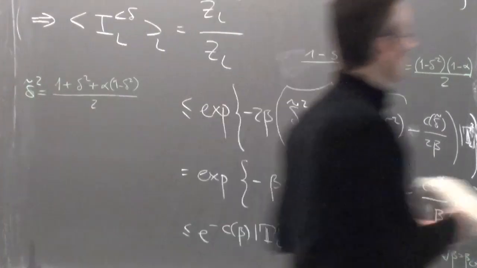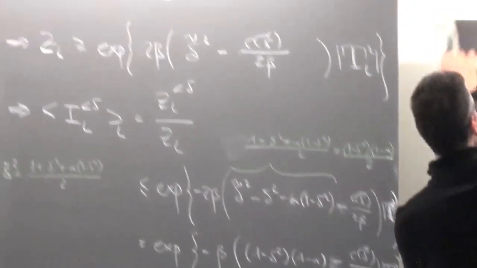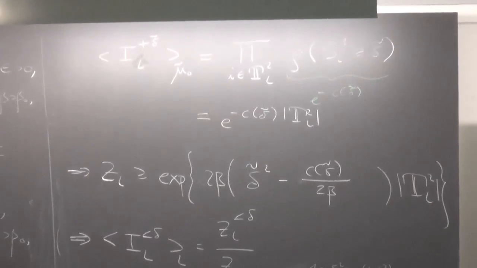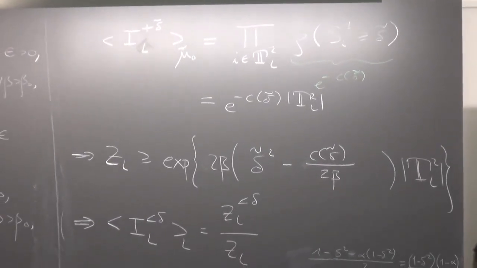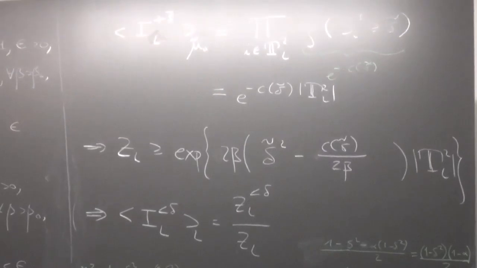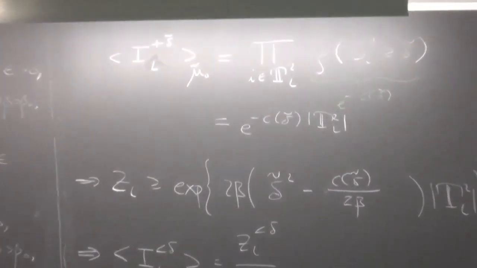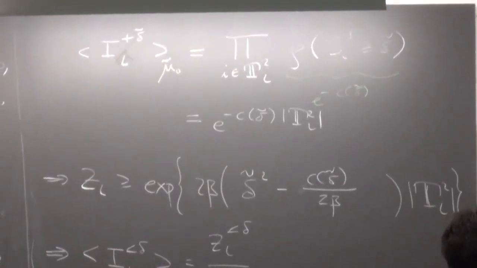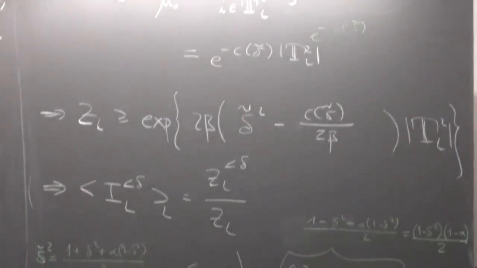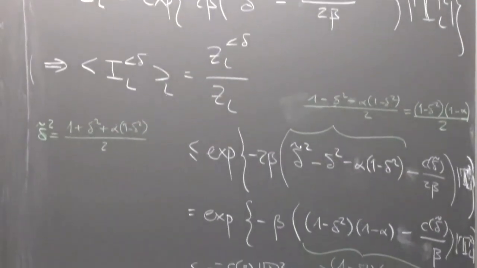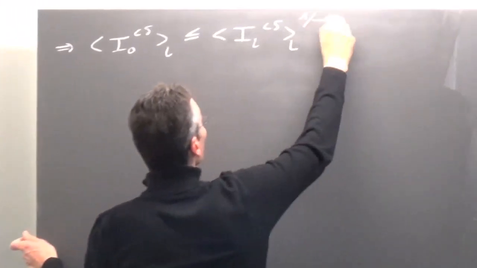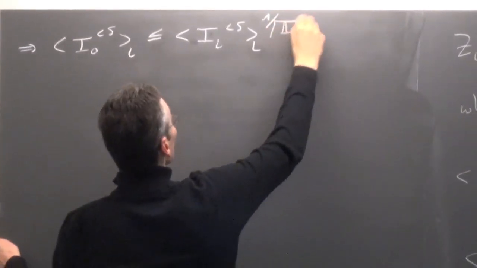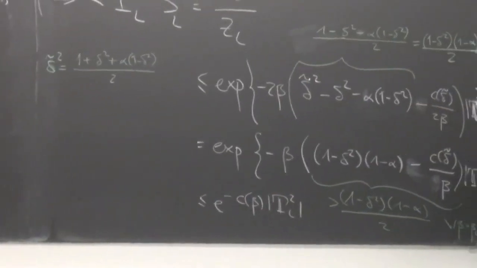And then this is exactly what you need for the lemma. The lemma is concluded because if you remember the first inequality we wrote in the proof of this lemma, the application of the chessboard estimate tells you that the quantity you were interested in, which was the expectation value of I0 smaller than delta, was smaller than the expectation of I_L smaller than delta, to the power 1 over the size of the torus. Right? So now you just use this inequality here, and you get that this is e^(-C beta).